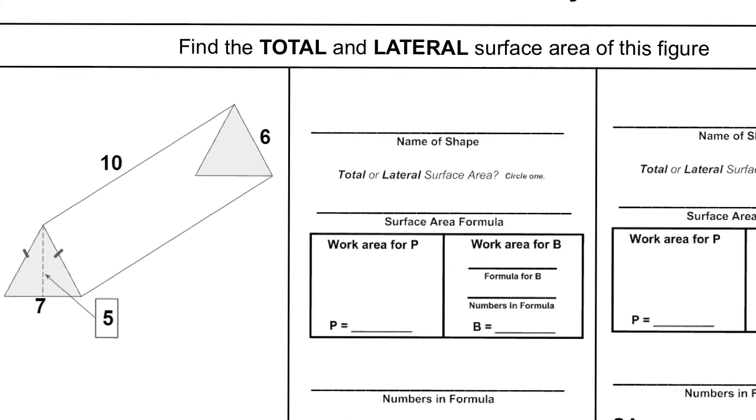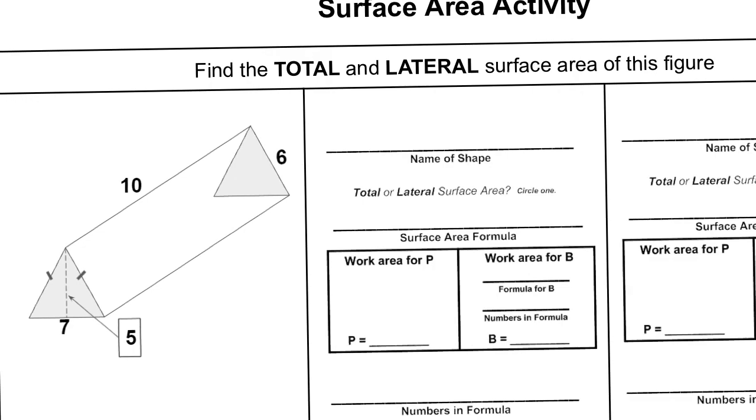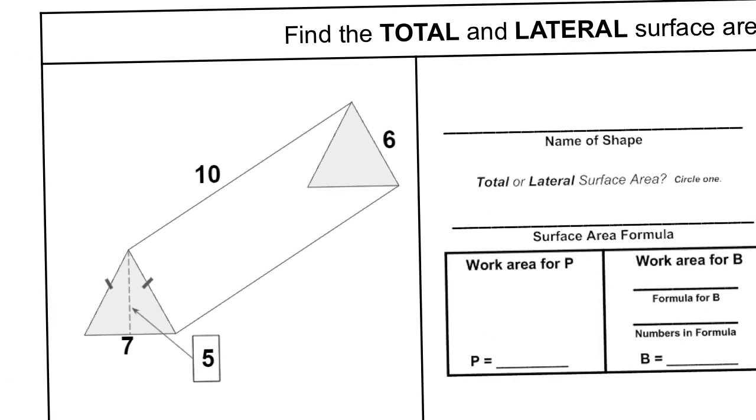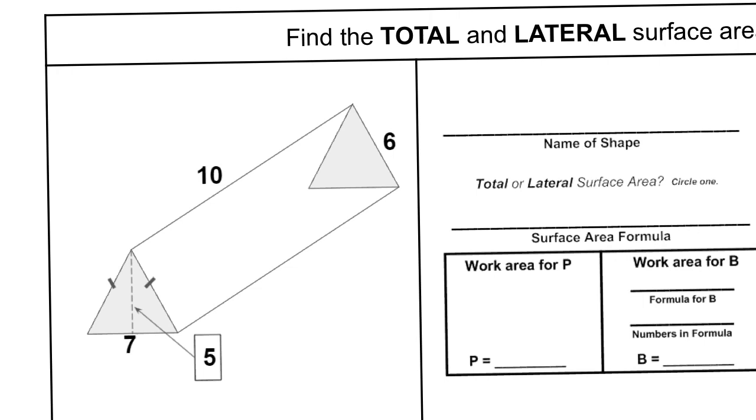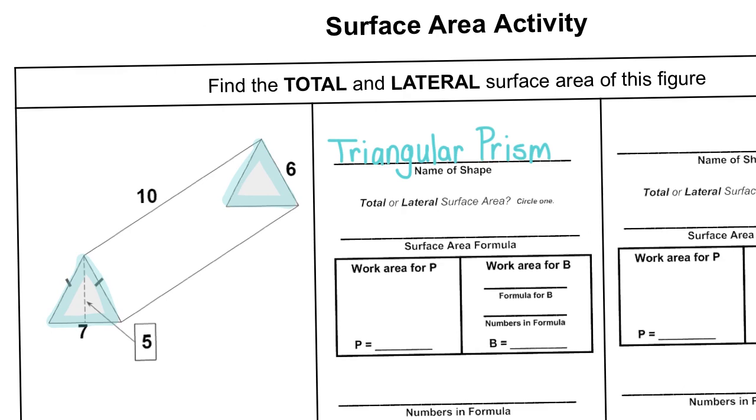Today you're going to be finding the total and lateral surface area of this figure. To find the total and lateral surface area of this figure, first we must start with the bases. The bases are parallel and congruent sides. So the only sides that are parallel and congruent are the triangles. Therefore, this is called a triangular prism.